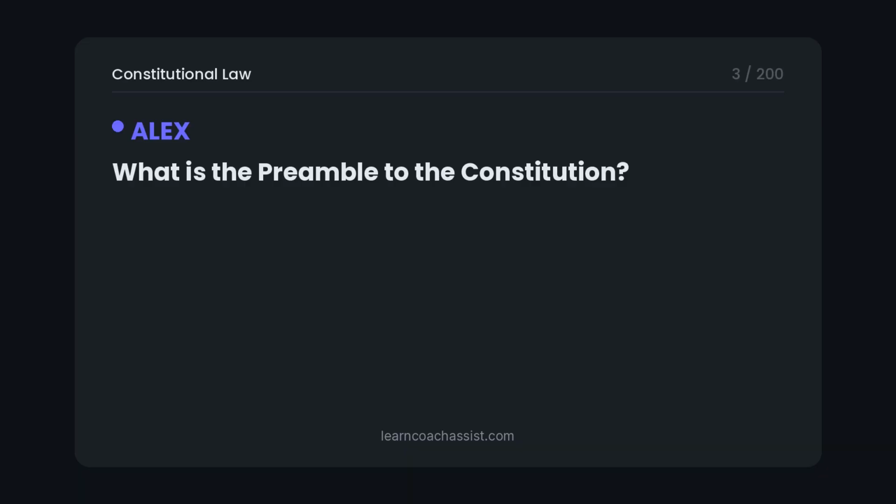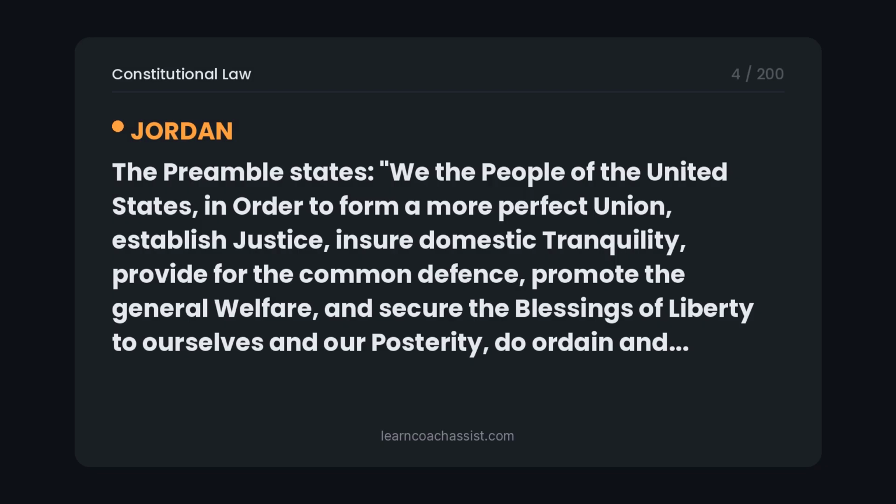What is the preamble to the Constitution? The preamble states, "We the people of the United States, in order to form a more perfect union, establish justice, ensure domestic tranquility, provide for the common defense, promote the general welfare, and secure the blessings of liberty to ourselves and our posterity, do ordain and establish this Constitution." It declares the purposes and guiding principles of the document.